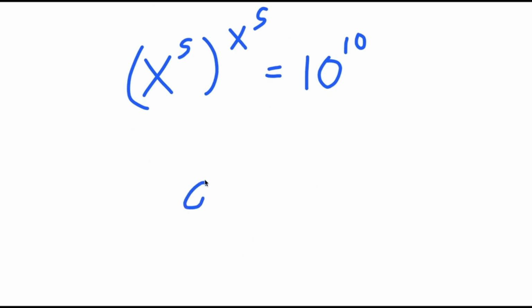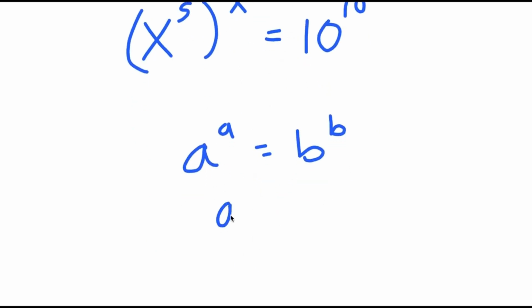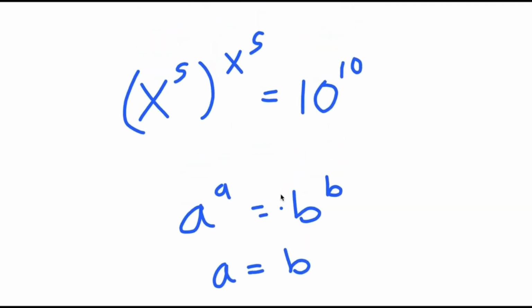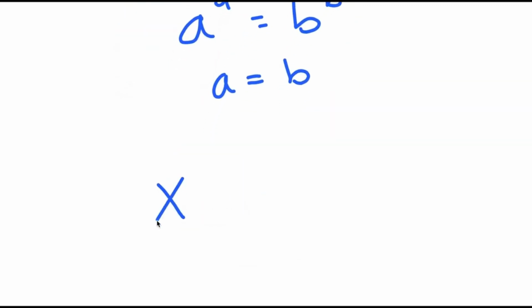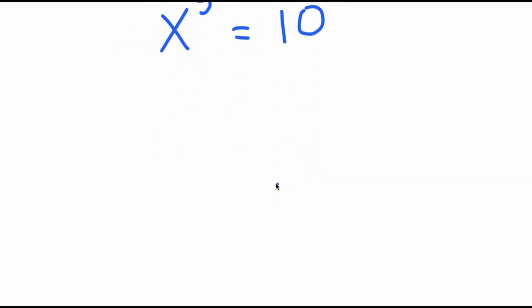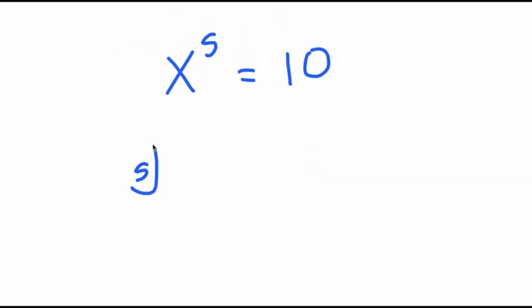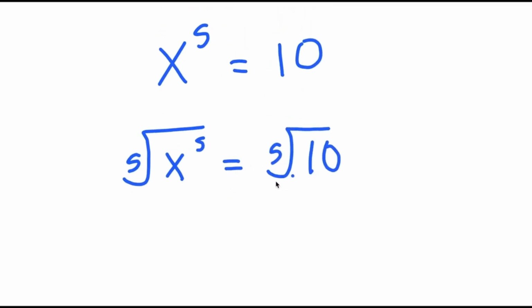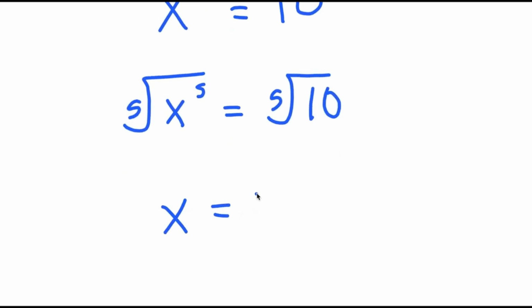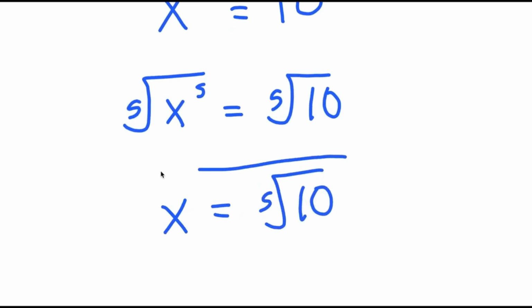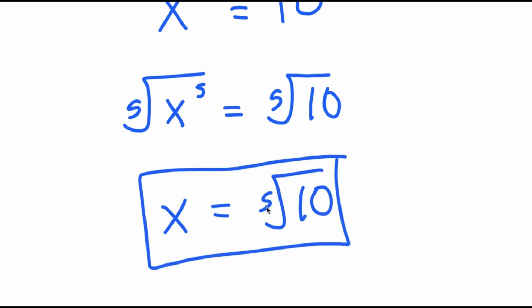Now, if I have something in the form a to the power of a is equal to b to the power of b, this turns to a equals b. So I get x to the power of 5 is equal to 10. And now if I take the fifth root on both sides, I get x is equal to the fifth root of 10. So this is my solution to this equation.